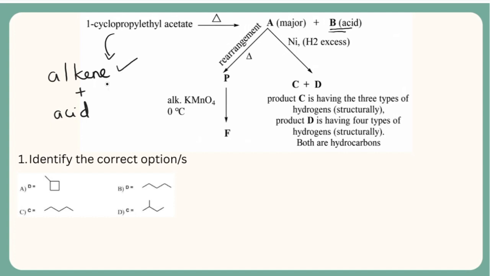So what are the structures of these alkenes and acid? You can predict that only when you know the mechanism of the reaction. So let's write down the mechanism of the reaction. I'm writing the bond line structure for the cyclopropyl ethyl acetate molecule because it's much easier this way. When this is heated, the beta hydrogen, so this is alpha carbon, this is beta carbon. So the hydrogen attached to beta carbon is beta hydrogen. It starts interacting with the oxygen present here.